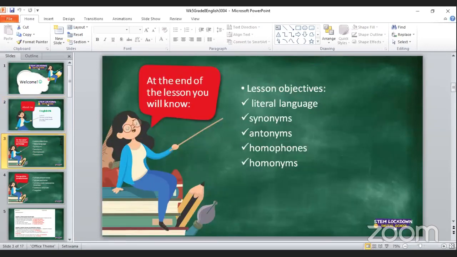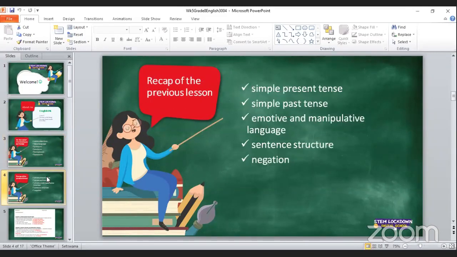So what will today's lesson be all about? Today's lesson will be dealing with literal language. We're going to go through again the synonyms and antonyms, and we're also going to go through homophones and homonyms. Stick around as we learn about what all these things are.